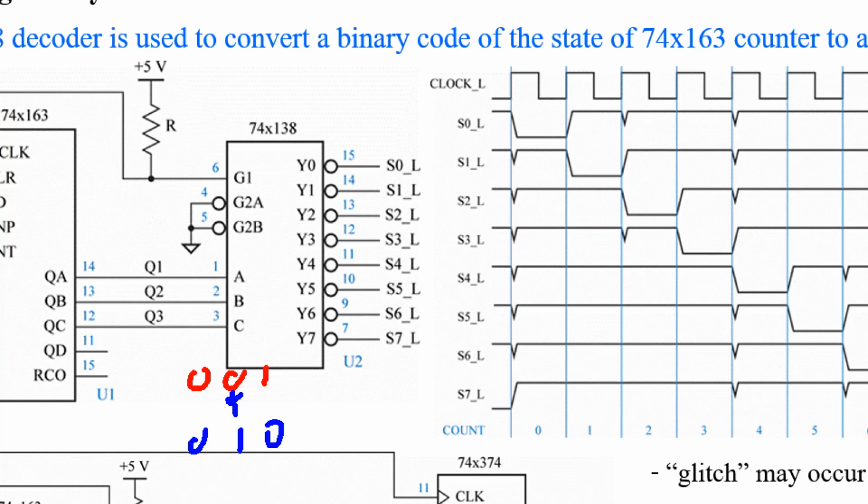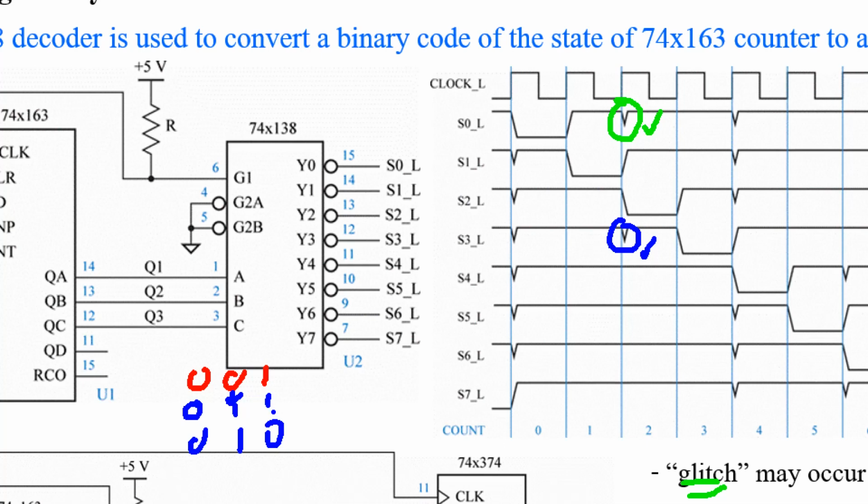But if changing from 001 to 010, and this bit changes faster, that means we go to 1 before this bit changes from 1 to 0. So now you can see it's state 011 for a short period, or Y3, right? Active a little bit, this one or this one. So a glitch occurs, which may occur on this one or this one, based on which bit changes faster.